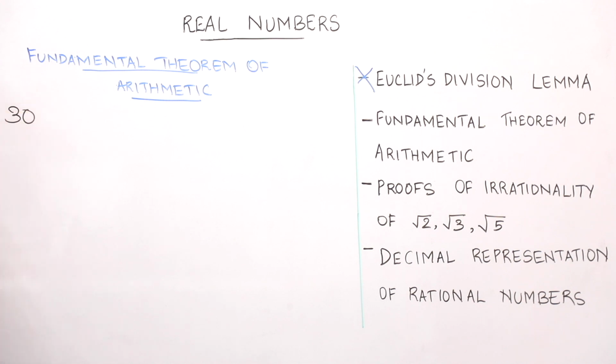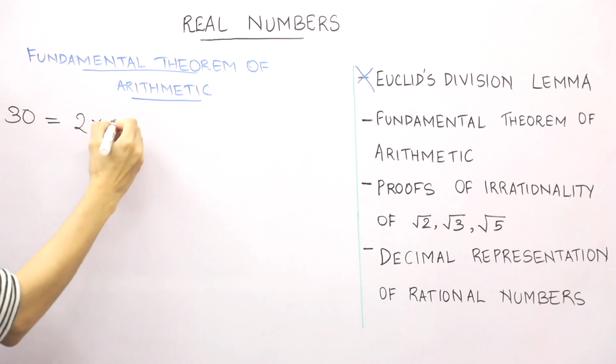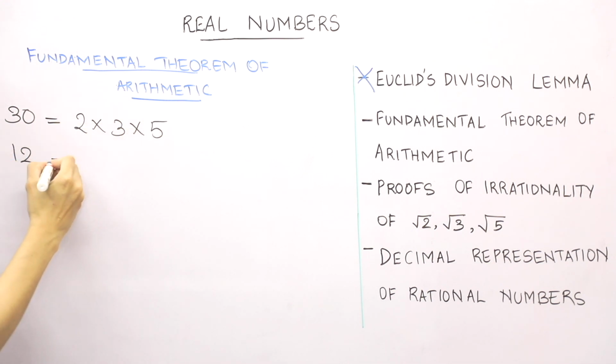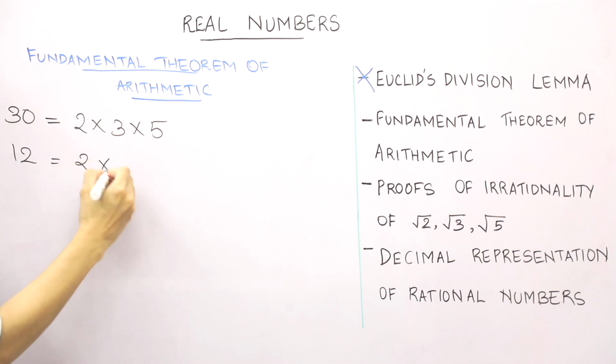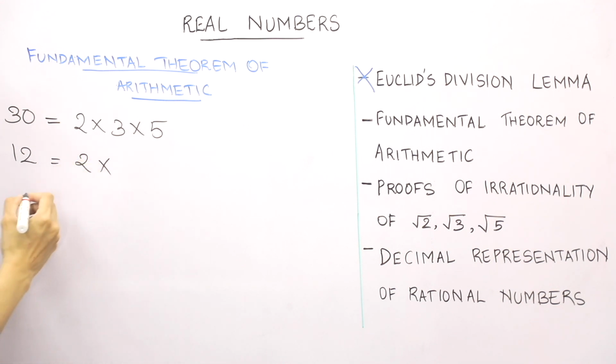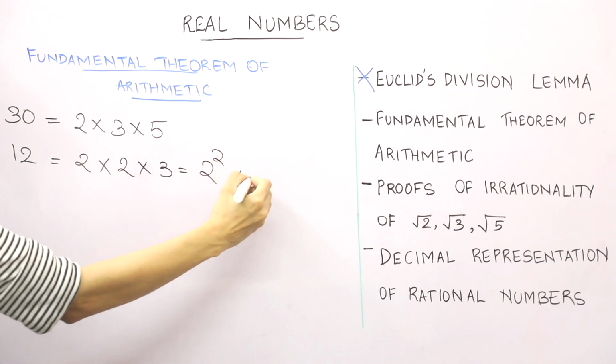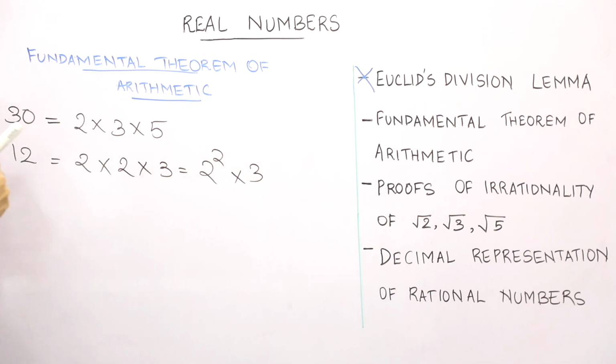Let us consider the numbers 30. Number 30 is a composite number. It can be expressed as product of prime numbers 2 into 3 into 5. Let's consider another number 12, which can be expressed as 2 into 2 into 3, which is 2 raised to 2 into 3. So we've got two composite numbers and we've expressed them as product of primes.